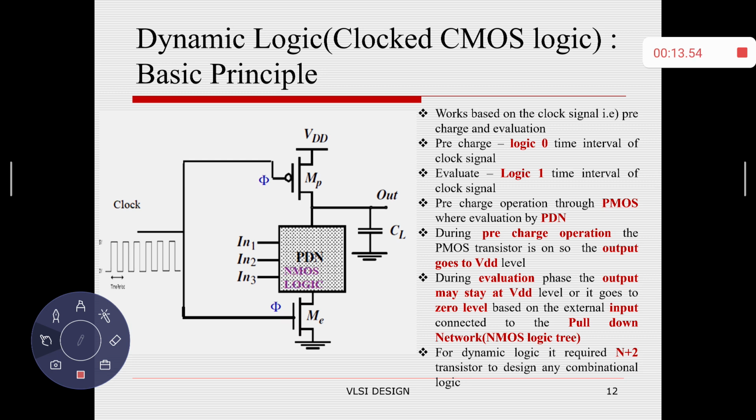So what I am trying to say is, according to the inputs we have connected for the pull down network, the pre-charge level VDD will stay at the same level, or it may go to the ground level. This is the basic principle of dynamic CMOS logic.